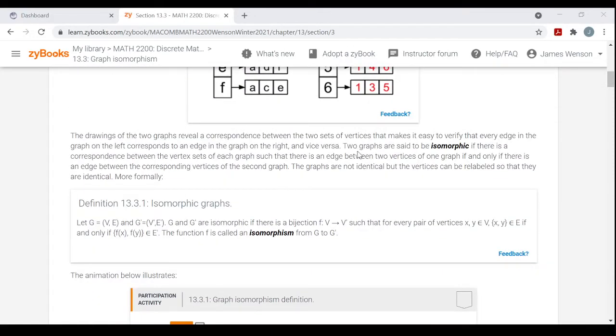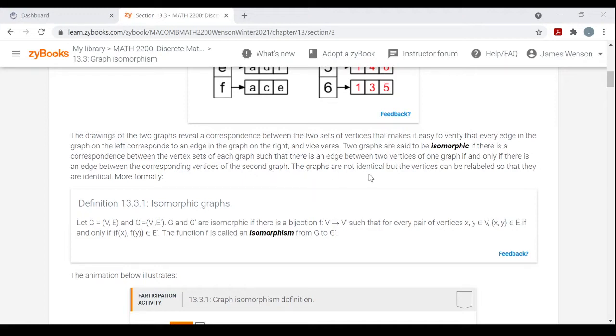So here, finally, is the definition of isomorphic graphs. Two graphs are said to be isomorphic if there is a correspondence between the vertex sets of each graph such that there is an edge between two vertices of one graph if and only if there is an edge between the corresponding vertices of the other graph.